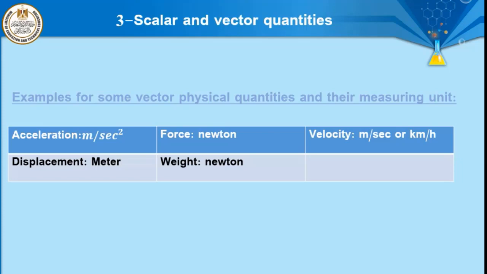Velocity is different because it has magnitude and direction, while speed has magnitude only. Displacement is a vector physical quantity because it can be defined by its magnitude and direction and has a measuring unit. Displacement has meter as a measuring unit. Weight, its measuring unit is Newton, has direction, yes, towards the center of the Earth. So it can be defined by magnitude and direction. Acceleration and force are vector quantities. Why? Because they have magnitude and direction.